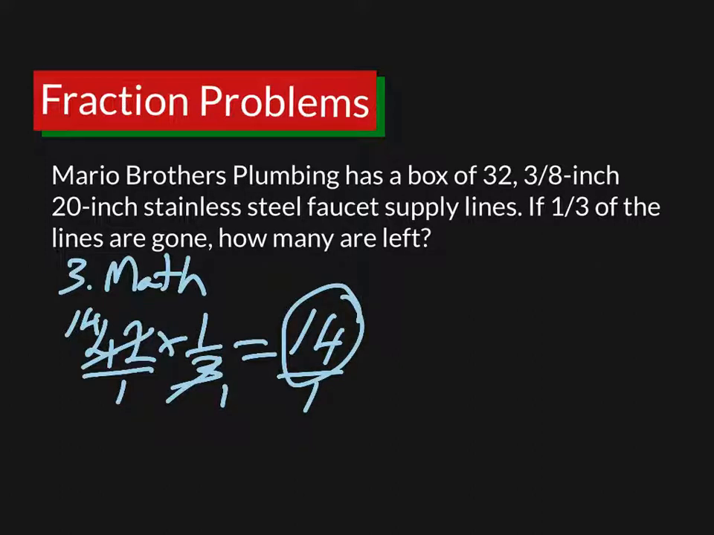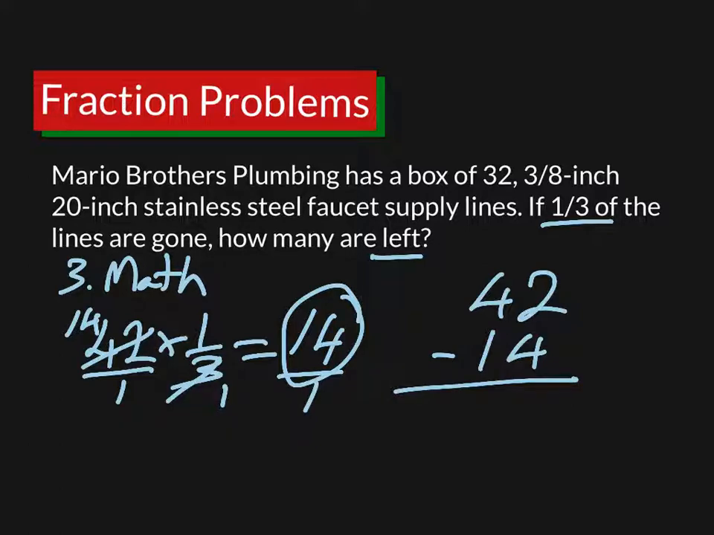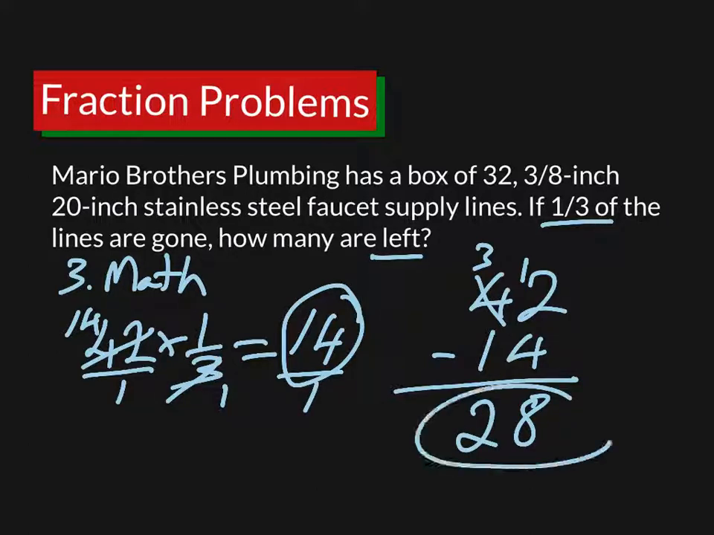So the next step is going to be subtract, because we had 1/3 of, and then how many are left. So if we started with 42, and 14 are gone, we're going to subtract. I have to borrow. So there are 28 left. And 28 what? Well, the units are faucet supply lines. There are 28 faucet supply lines left. And that's how you solve a fractions word problem.